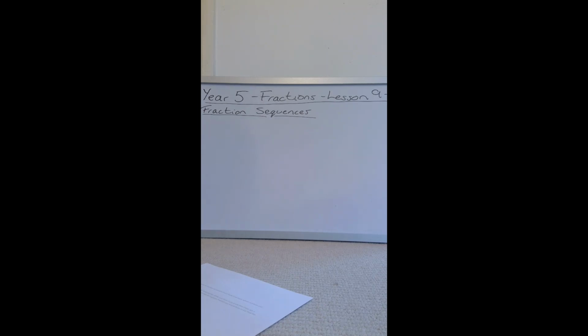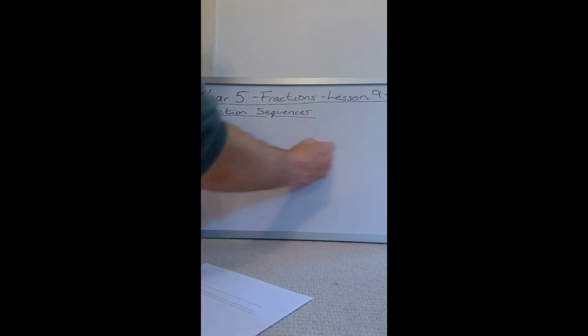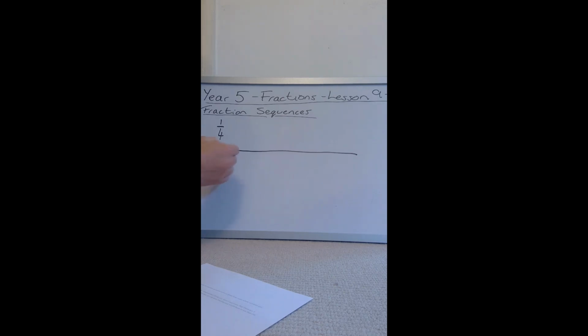So first of all, we could count in quarters. Quite often we begin at 0, and a good idea is to actually draw a number line. It will really help you. And if you're counting in quarters, it's simply 0, 1 quarter, and remember the denominator doesn't change. 2 quarters, it's only the numerator that changes.